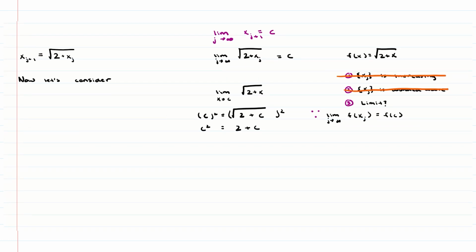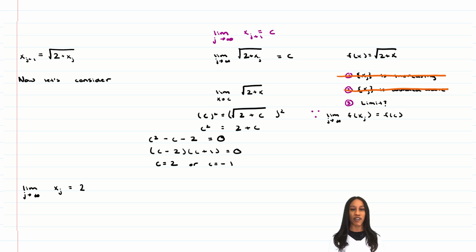And then I want to get everything on one side of the equal sign, so that'll leave us with c squared minus c minus 2 equals 0. And then this factors down to c minus 2 times c plus 1. At this point, we see that c equals 2 or c equals negative 1. But c has to be a positive number, so the limit of x sub j equals 2. And there you have it. We've shown that the sequence is increasing, that it's bounded above, and we've also found the limit of the sequence.